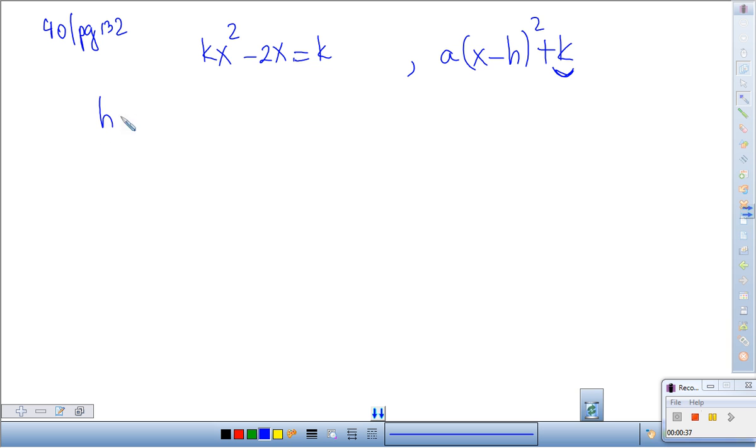Well, we learned that h is negative b over 2a. Well, in my case, we have negative b, which is negative 2, over 2k. Well, I can reduce the 2's, and since we have a double negative, h will be 1 over k.